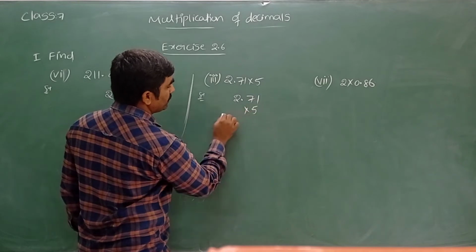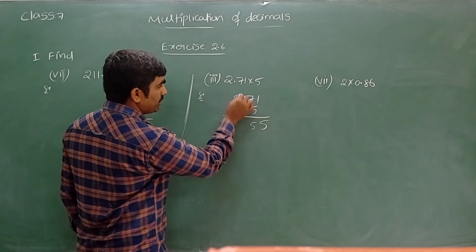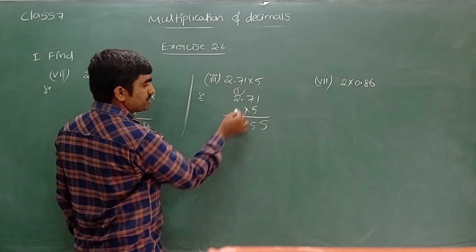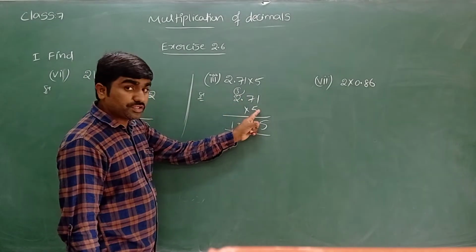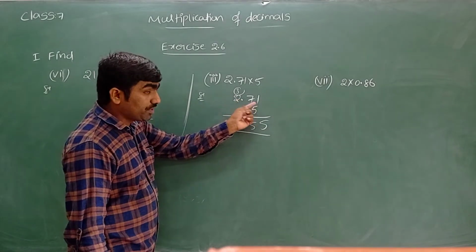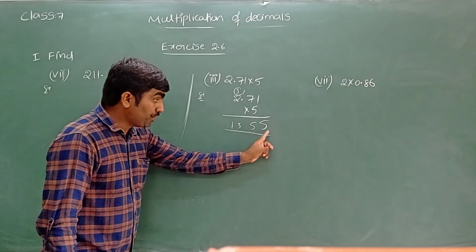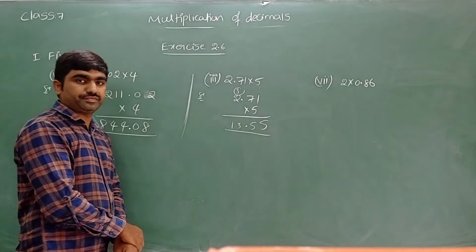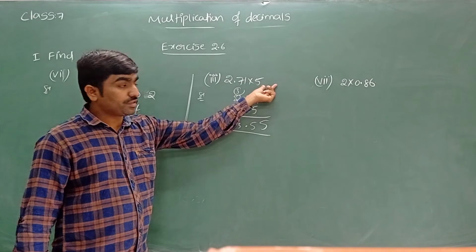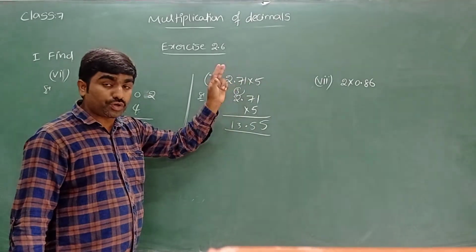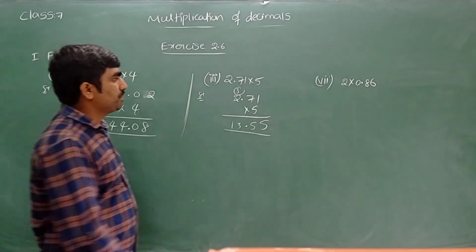2.71 into 5. Multiply them just like whole numbers. 5 1s are 5, 5 7s are 35, 5 carry 3, 5 2s are 10, 10 plus 3 is 13. Yes. Now see here I can see point after 2 digits. Here there is no point. So finally point after I can see 2 digits. So in the product also from back onwards 2 digits before you can keep the decimal point. Sum of decimal places in the given decimals: 2 decimal places, here no decimal place. Sum of decimal places in the given decimals is equal to 2, which is equal to decimal places in the product. Let's see the next one.